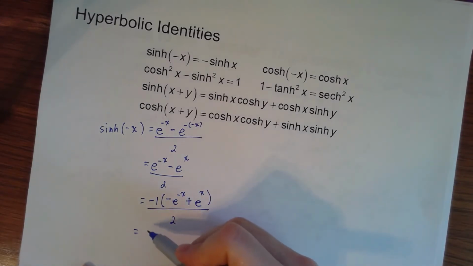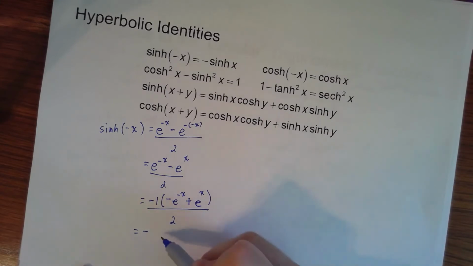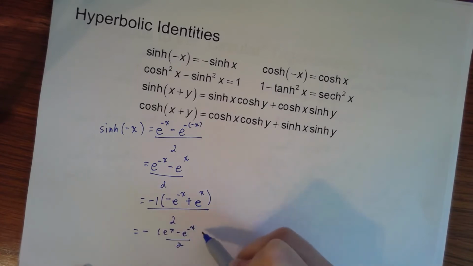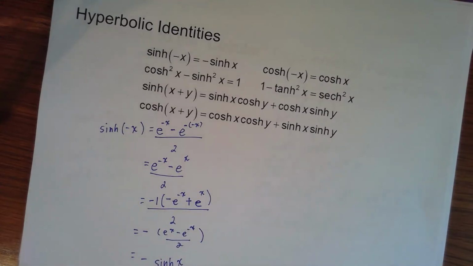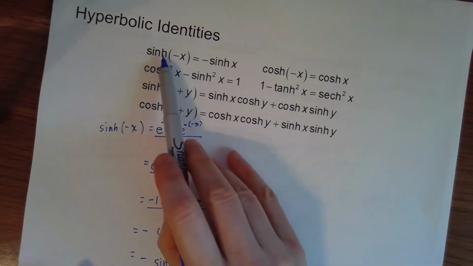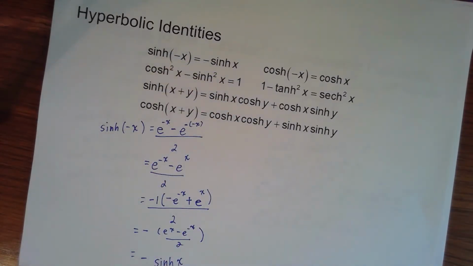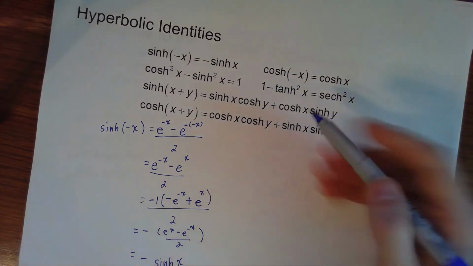So if I just rewrite that as negative, and then e to the x minus e to the negative x over 2, this is just the hyperbolic sine. So this is minus hyperbolic sine of x. Okay, so that proves this identity.